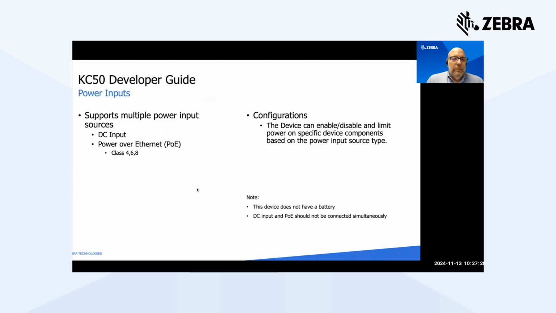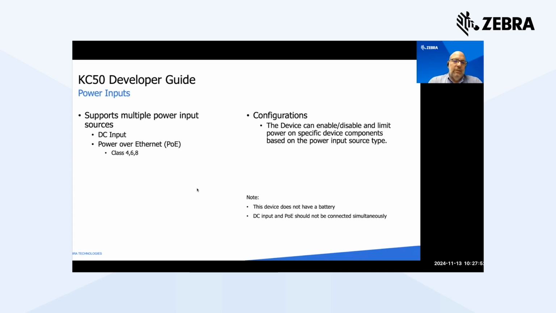Now we'll talk a little bit about power. It was mentioned earlier that we have support for power over Ethernet. So the different power inputs we support are a DC input using the standard power supply that you can purchase with the device, or it supports power over Ethernet class 4, 6, or 8.